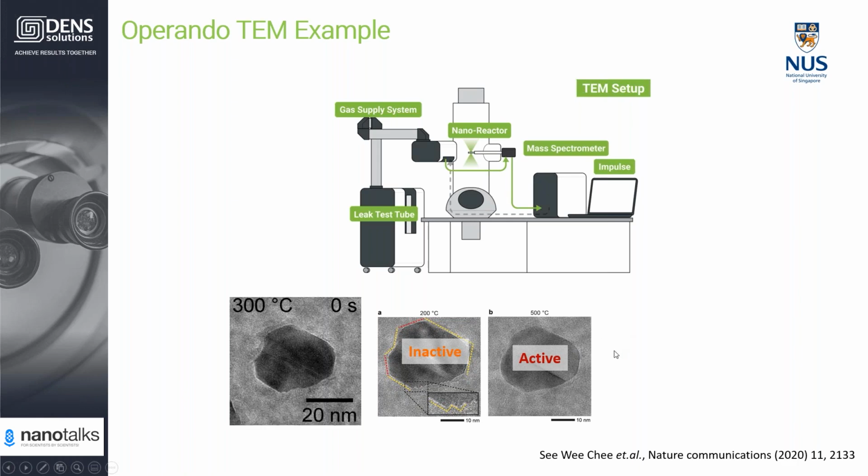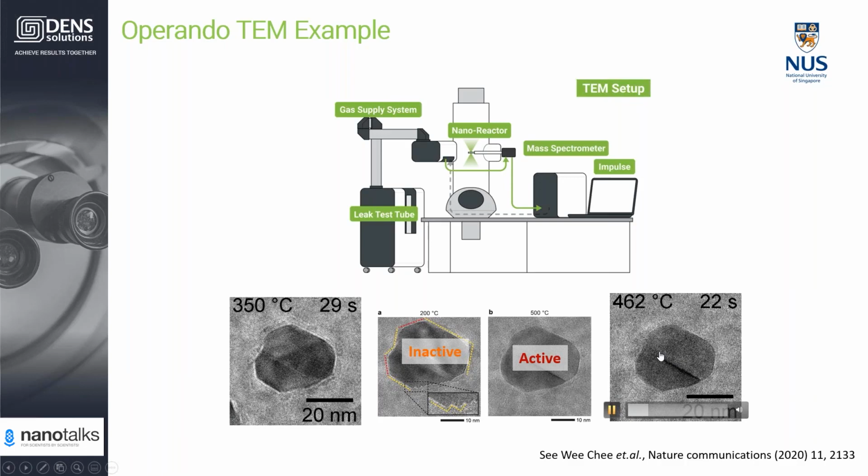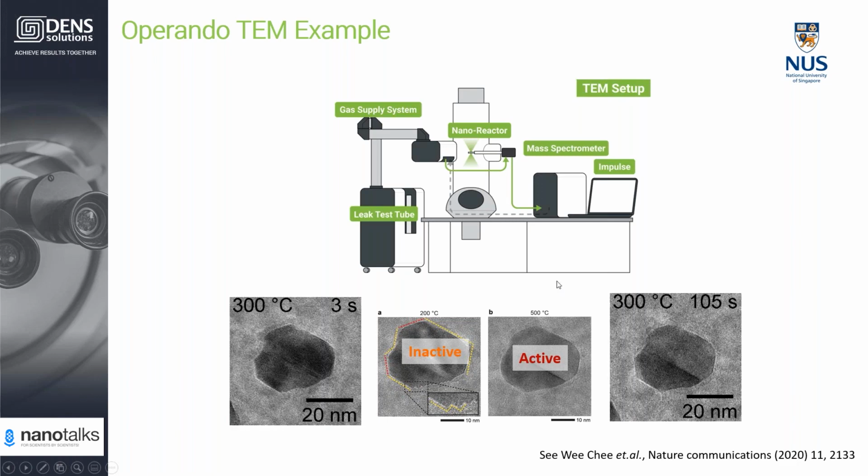And now we bring it to a more dynamic situation. You see, during this temperature increase from 300 to 500, the particle shape changes from very faceted to a somewhat round shape. And if we reverse the temperature range, you can also see the shape changes from the round shape backward to the more faceted structure. So we say, okay, here is the inactive, here is the active. How do you know it?